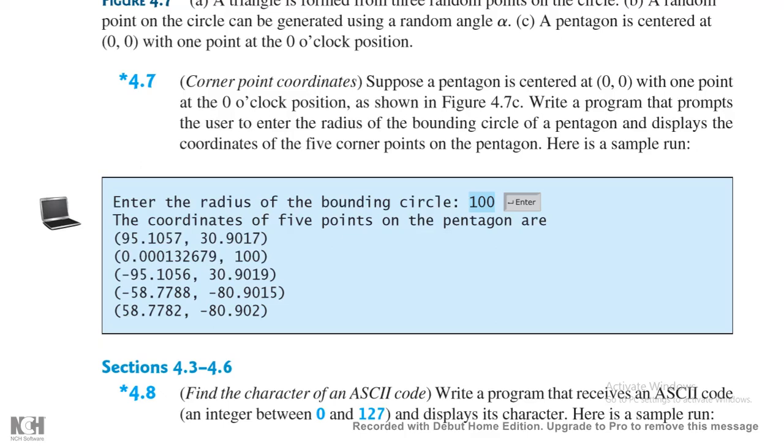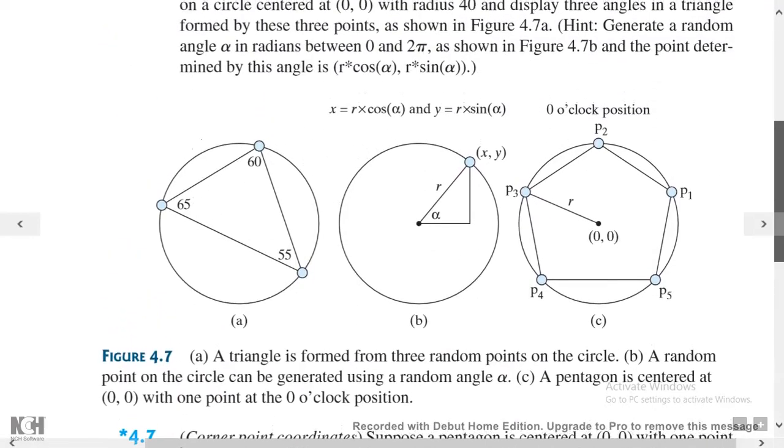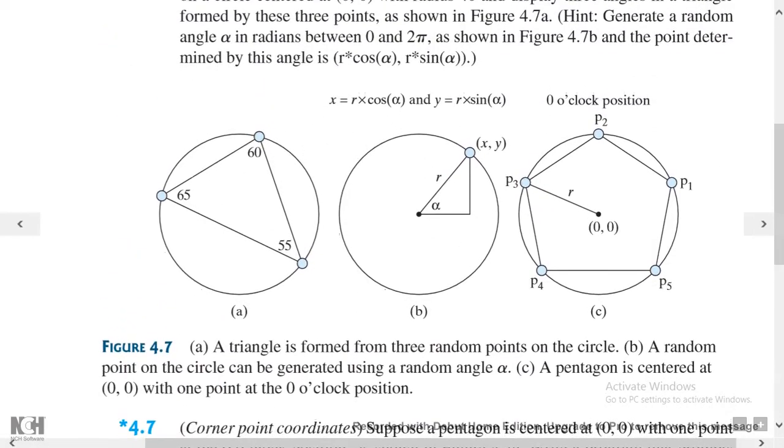So suppose a pentagon is centered at 0, 0, which is the origin, with 1 point at the 0 o'clock position as shown in figure 4.7c. Write a program that prompts the user to enter the radius of the bounding circle of a pentagon and displays the coordinates of the 5 corner points on the pentagon. So here is a sample run. Here's figure 4.7. I hope everyone can see.